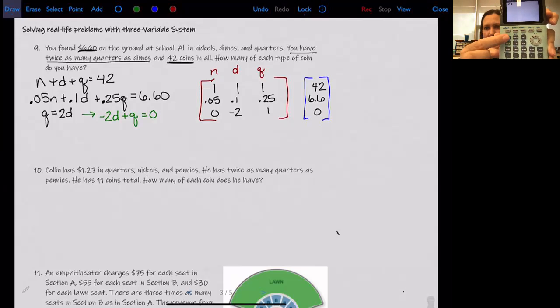And then I want matrix 2. So I'm going to push the second button, get to the matrix menu, and I want number 2. So I push 2. So it has A to the inverse times B. And you push enter. And it gives me my answers. It says I have 12 nickels.